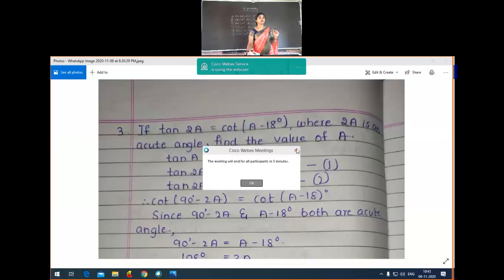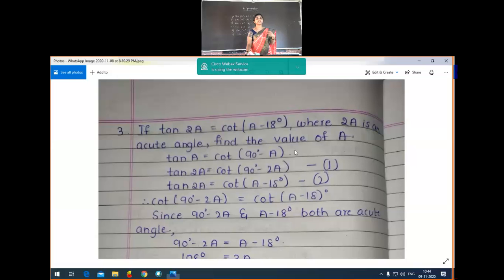See, we got the warning that only 5 minutes is remaining. You just join with the same link for further 10 minutes after this problem. Because we have to complete this exercise, no? Last one, 4 problems is remaining. Let us finish that one. So let us complete this third problem, then I'll end the meeting. Then you just join with the same link.